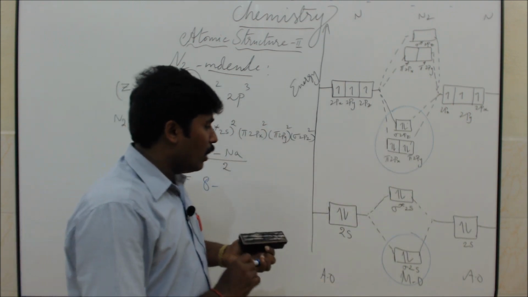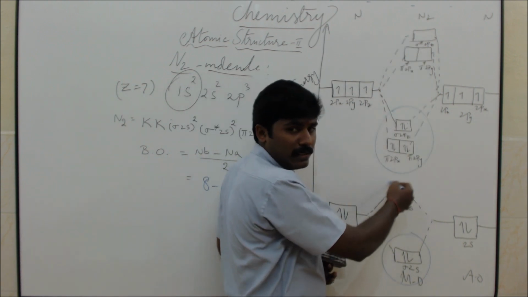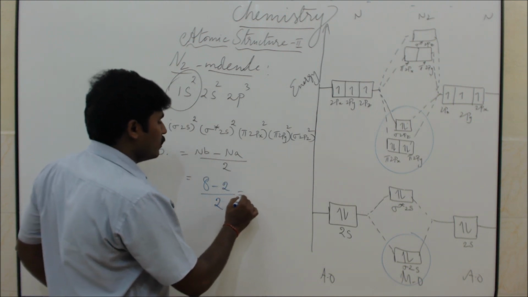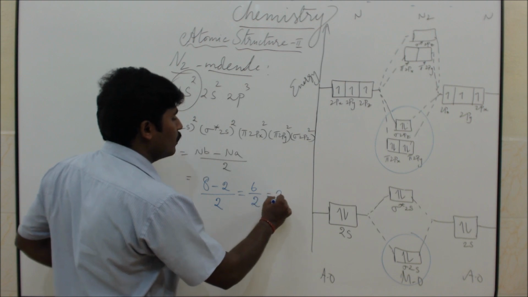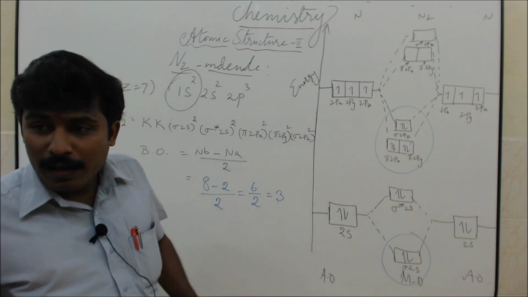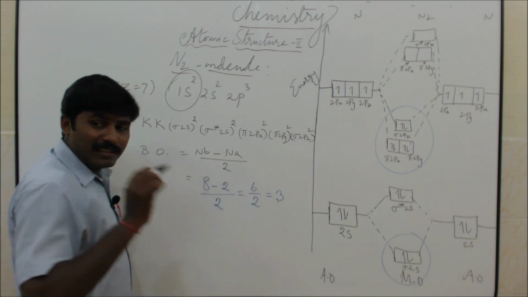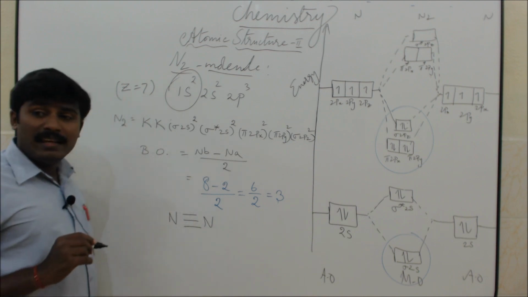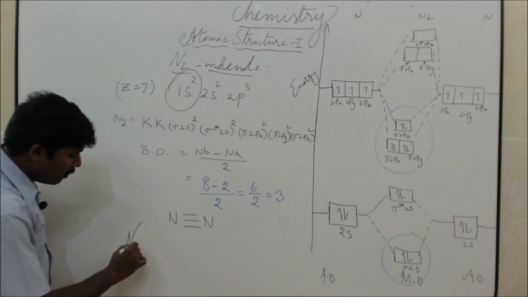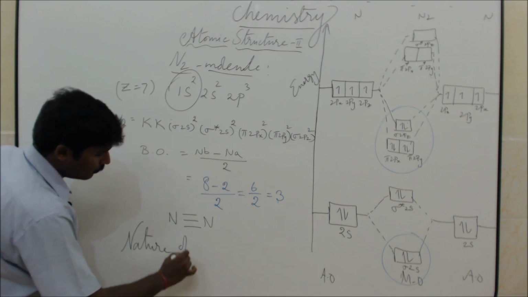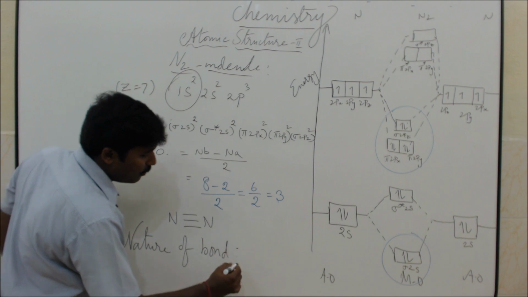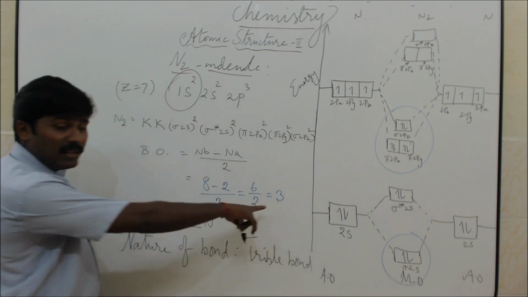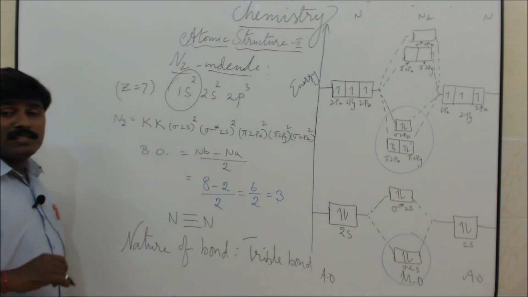In antibonding, how many electrons do you have? Only 2 electrons. So for the antibonding level, 2, giving 8 minus 2 by 2. What's the answer? 6 by 2 is equal to 3. So what is the bond order? Bond order is equal to 3. That indicates what? Nitrogen bond order is 3. So what is the nature of bond? The nature of bond is triple bond, because the bond order is 3.